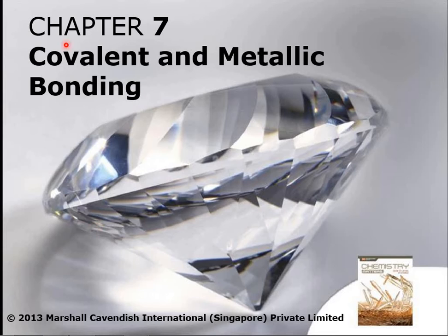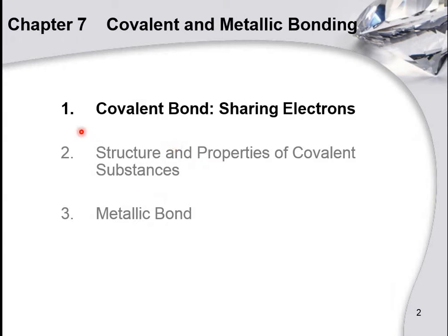Good morning. For chemistry class, we're now in chapter 7, covalent and metallic bonding. There are three subtopics. The first one, which will be learned today, is the covalent bond, sharing electrons. Then it's followed by the structure and properties of covalent substances. And the last one will be the metallic bond. Let's see the first one.